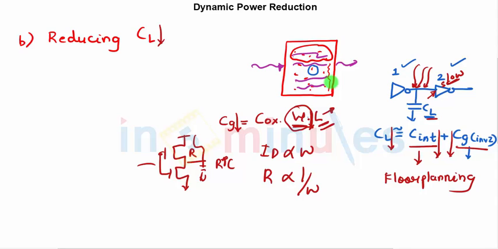What you need to understand is that you can slow down your transistors which don't come in your critical path. So that's okay, so that we can reduce the load capacitance and save on some of the dynamic power. So this is the second parameter.